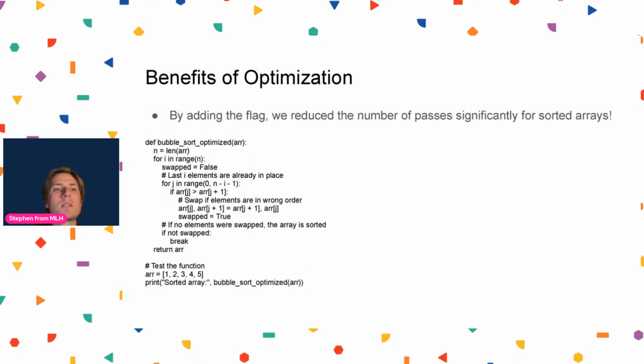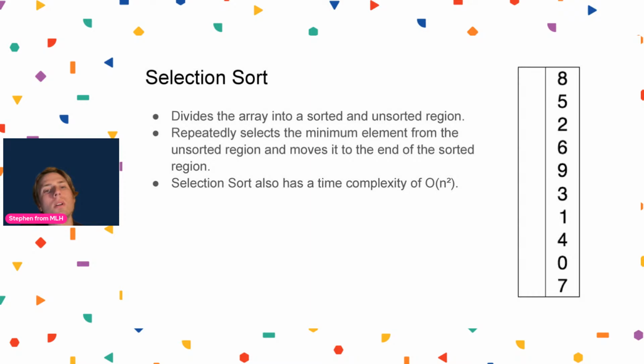Okay, so there are some benefits of optimization. By adding this flag, we basically saved a lot of time, and we don't have to go through every pass possible and get our horrible n squared big O notation. And yeah, let's continue along to another sorting algorithm called selection sort.